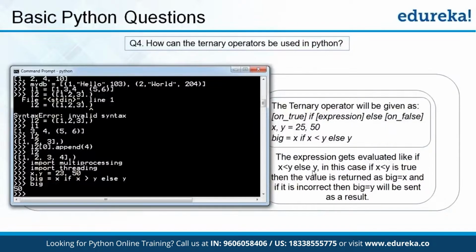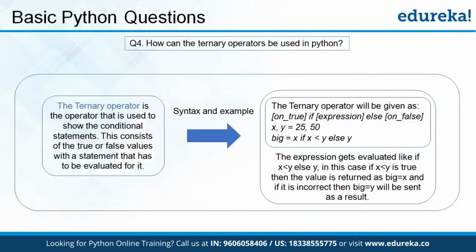So if x is greater than y, return x, else return y. That is what basically happens here. Are you all clear how to mimic a ternary operation? Great. Now, what is monkey patching in Python?